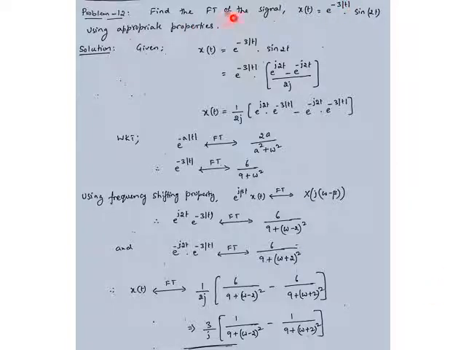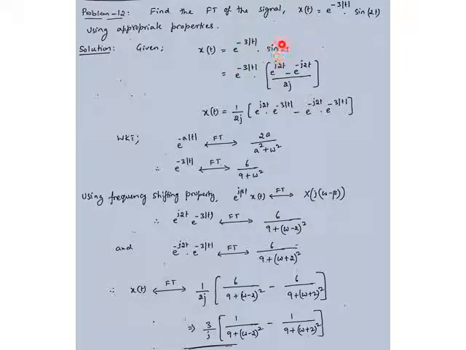The statement is like this: find the Fourier transform of a signal x of t equal to e to the power minus 3 with magnitude of t into sin 2t using appropriate properties. We have x of t, and for that I have to find the Fourier transform, meaning I have to find X of jω. I have to get the final answer with the help of some properties. Here they have not specified any properties, so let me try to solve this with the help of some properties. First of all, I'll take the given equation x of t is e to the power minus 3 with magnitude of t into sin 2t.